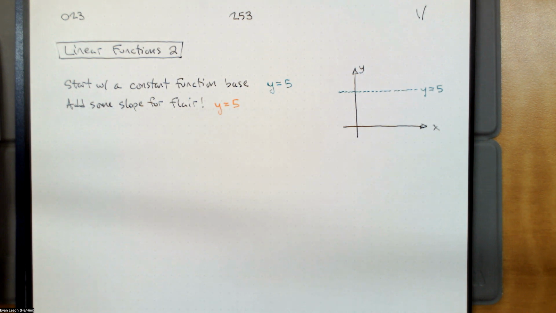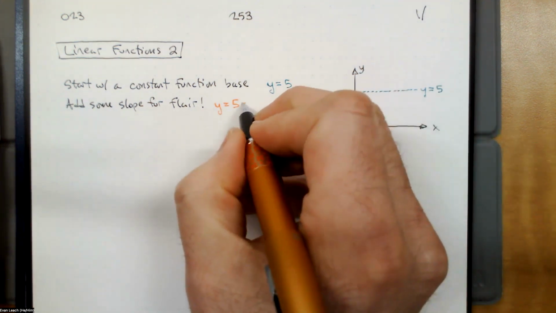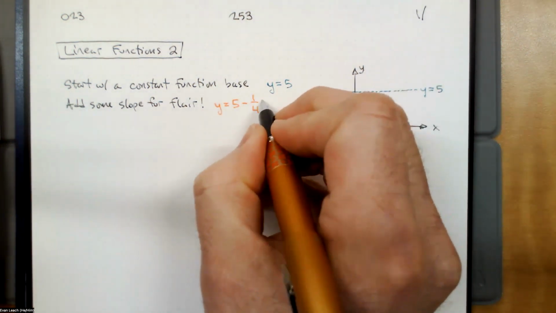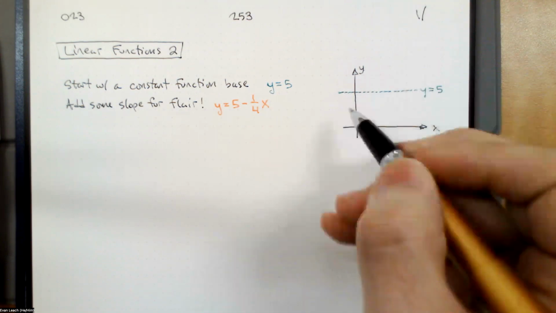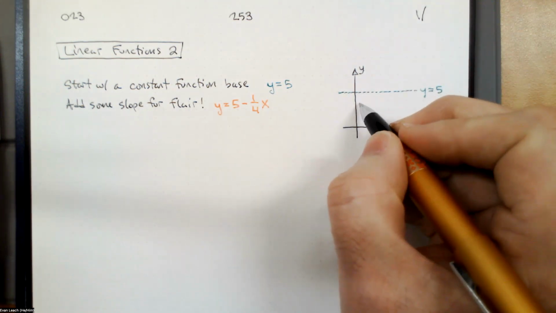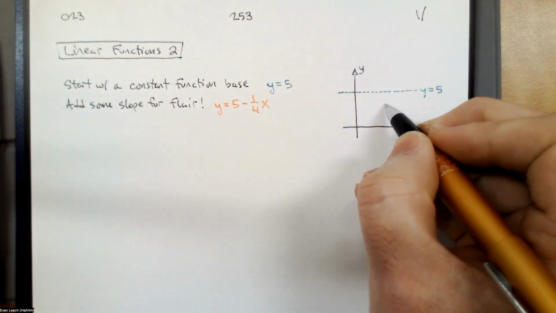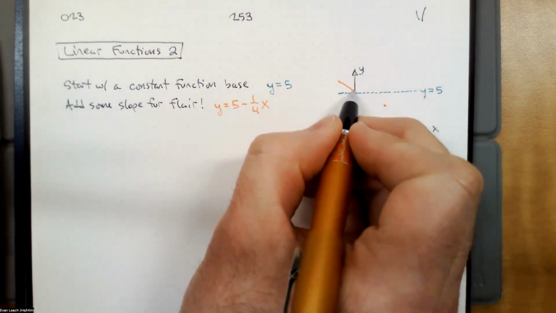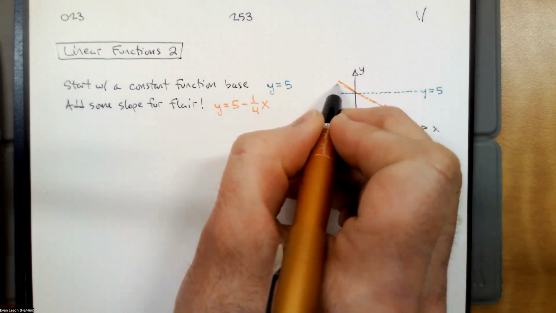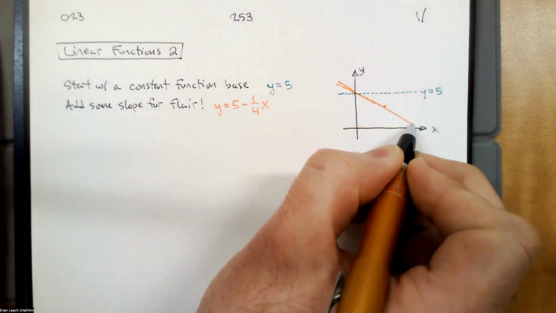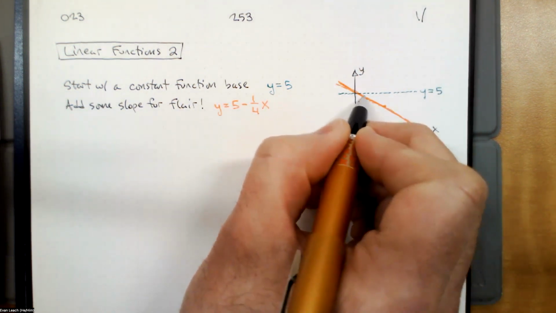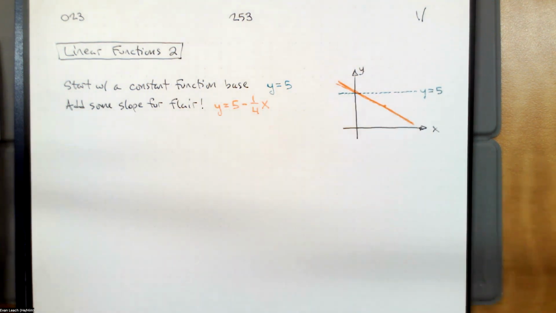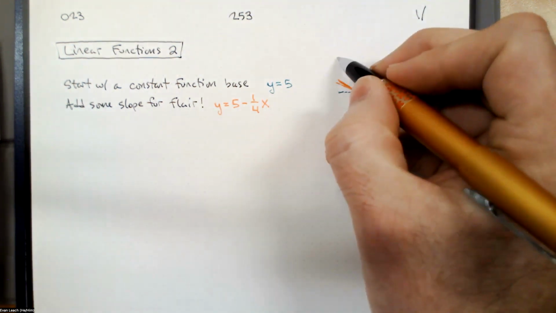So y equals 5, let's say, I don't know, minus 1/4 x. I put this too high, so I can't go up, so I'm going to go down. So I go down 1 and right 4. So there's your line y equals 5 minus 1/4 x.